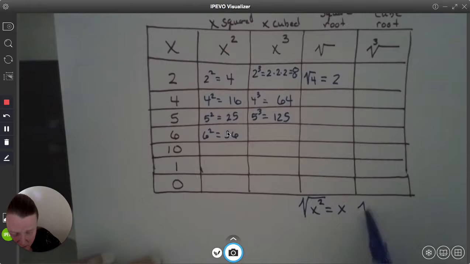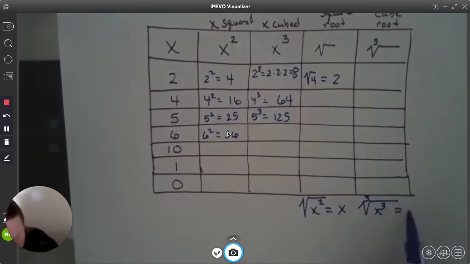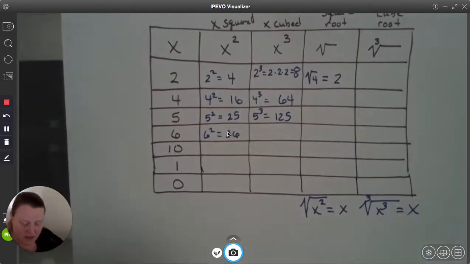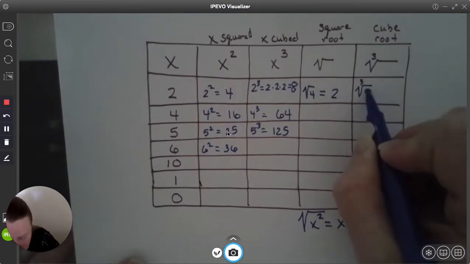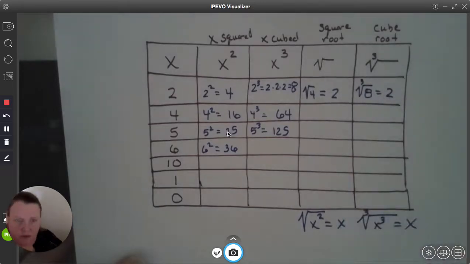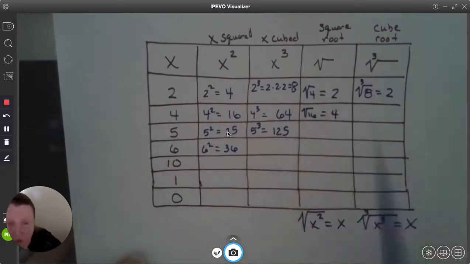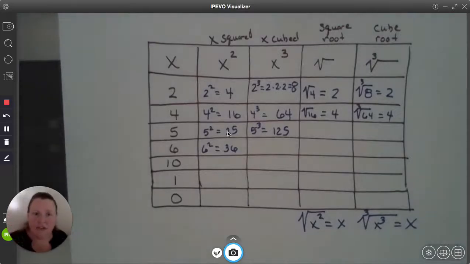And the same thing is going to happen when I go to the cube root. If I have x cubed and I take the cube root of it, we are back to our x again completely. So if I follow that line of thinking and practice a few of them just so that you're familiar with them: if I take the cube root of 8, we're back to 2. If I take the square root of 16, we're back to 4. And if I take the cube root of 64, we're back to 4. So you can see how the table is going to play out.